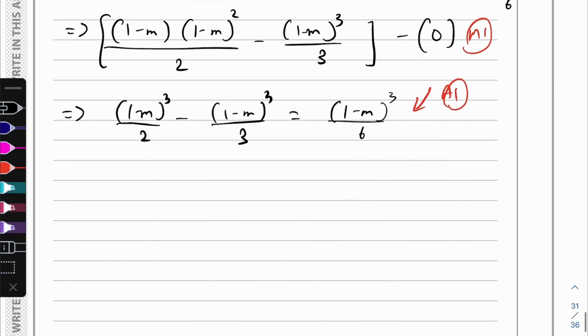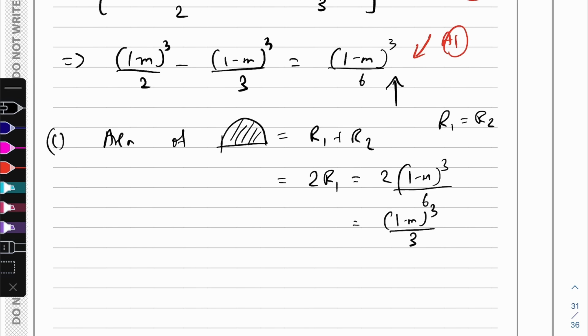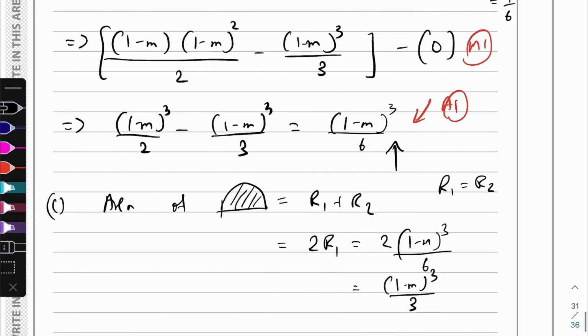So what are they saying? They're saying the area of the curve, this curve over here, is equal to the area of R1 plus R2. Now we know that R1 equals R2, right? So the area of this is equal to 2R1, which we know is this. So this is equal to 2 times (1 minus m) cubed over 6, which is equal to (1 minus m) cubed over 3.